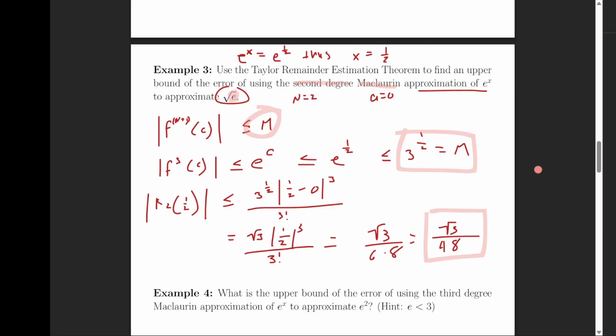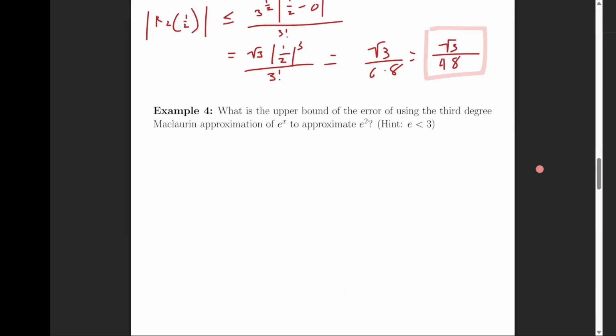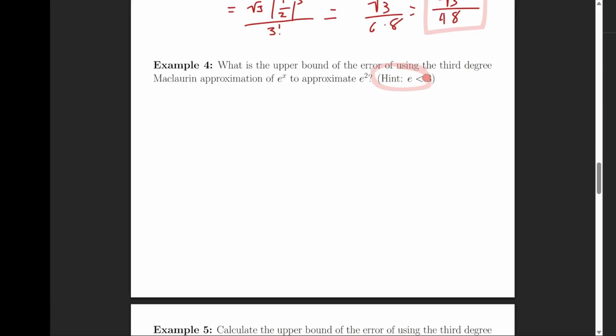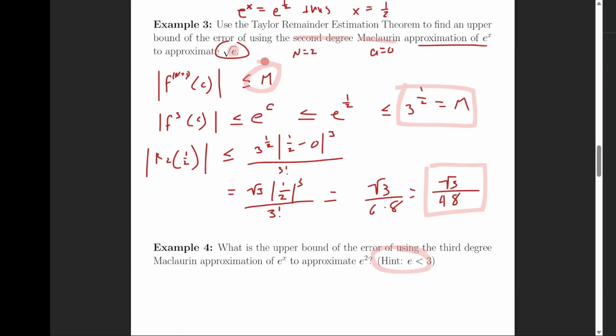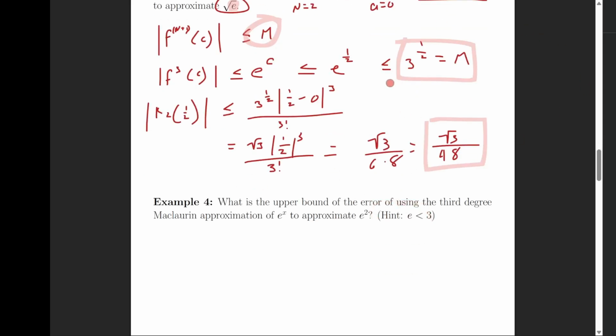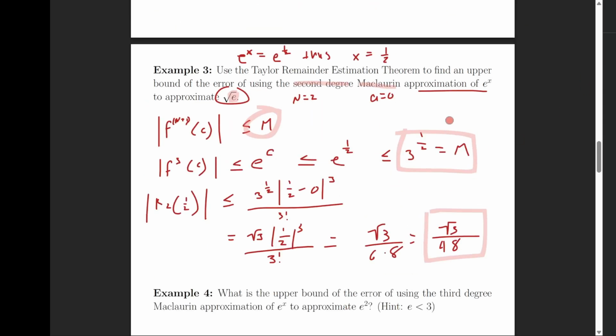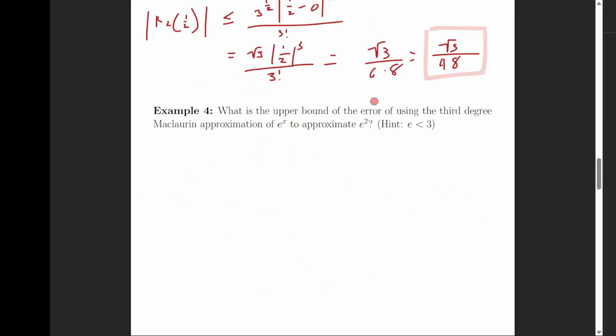So not bad, right? This next question, you see, e is less than 3. It's just telling you that instead of using the e, just replace it with 3. I'm pretty sure 4 also works, but it's going to be a less accurate approximation, right? Because it's further away from the value.